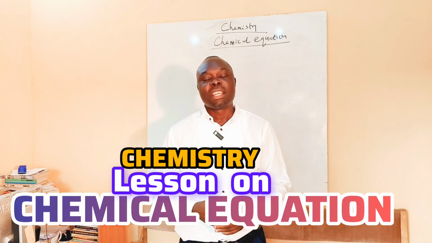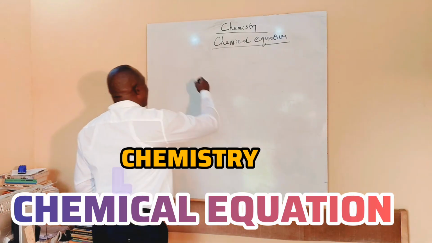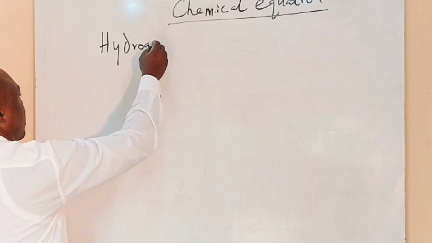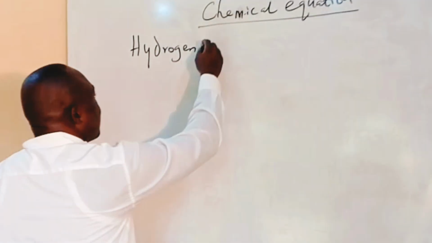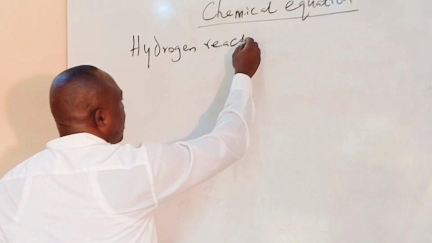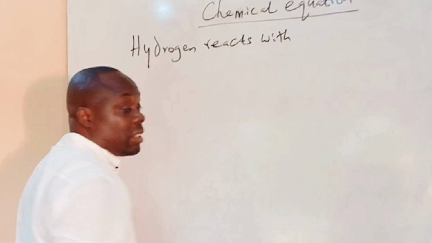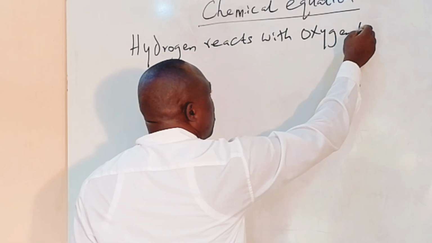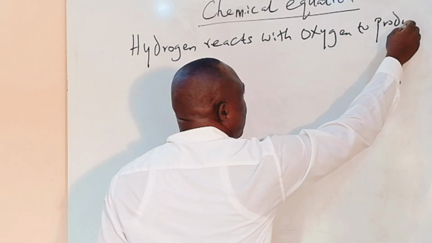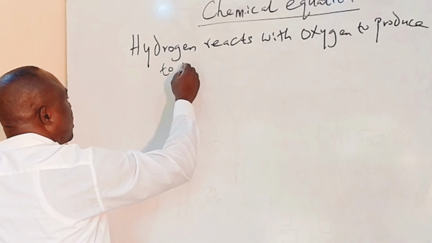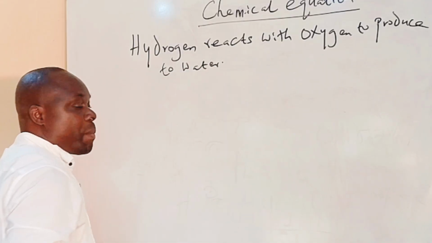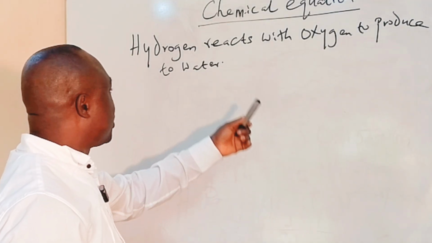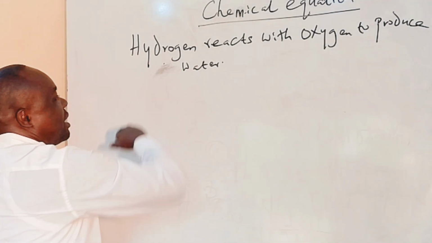So, for example, if I say that hydrogen reacts with oxygen to produce water. The approach we use in chemistry: hydrogen reacts with oxygen to produce water.